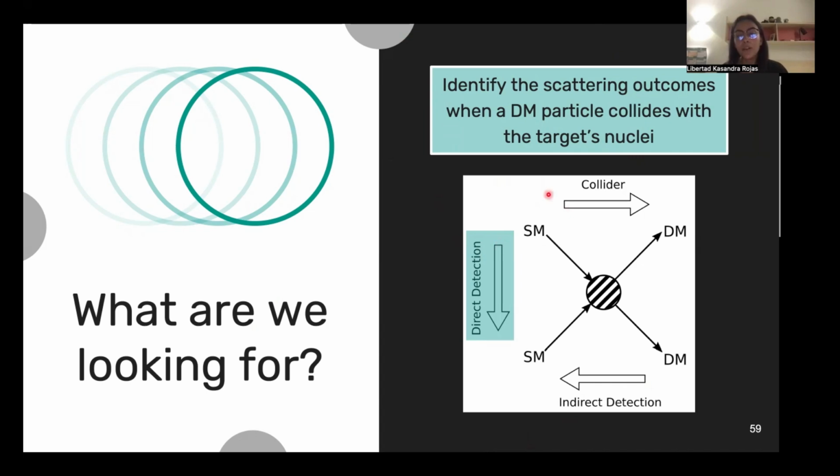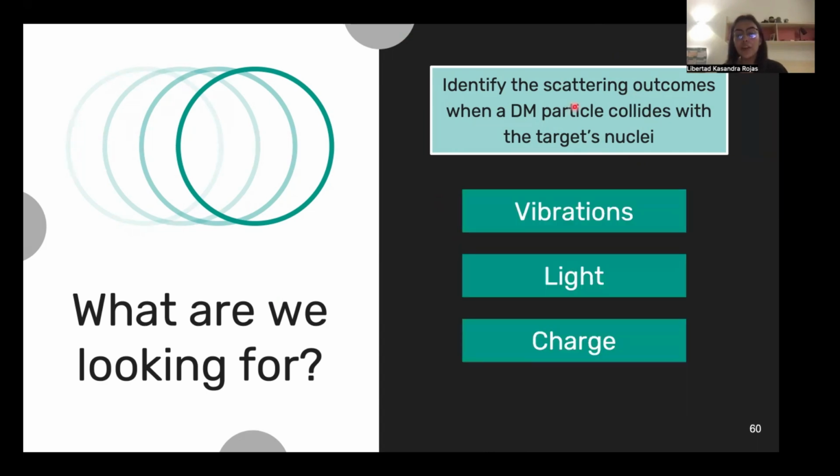Now, the scattering outcomes that we're trying to detect are signals that are going to be in three forms. We're going to try to detect signals in the form of vibrations that come out of the collision, in the form of light, and in the form of a charge change, okay? In more scientific terms, this is referred to as phonons. So phonon signals are synonymous with vibrations that come out of this collision. Then we also have scintillation, which is light signals, and ionization, charge change signals.